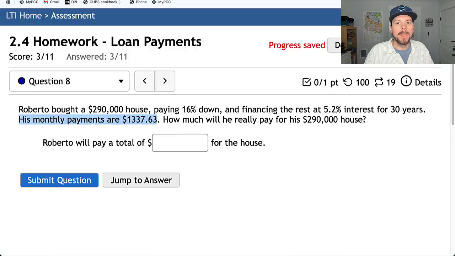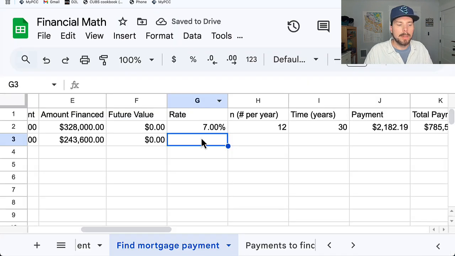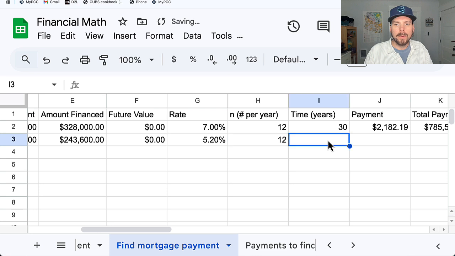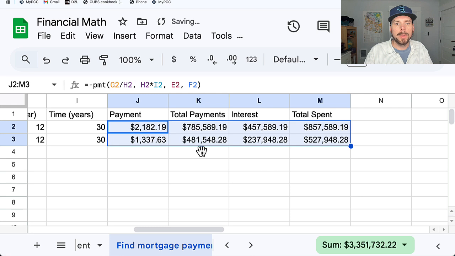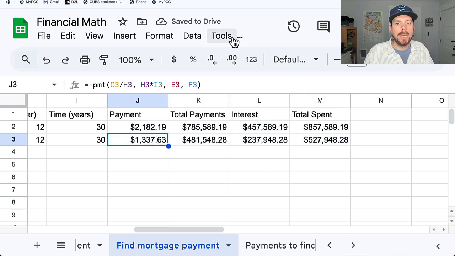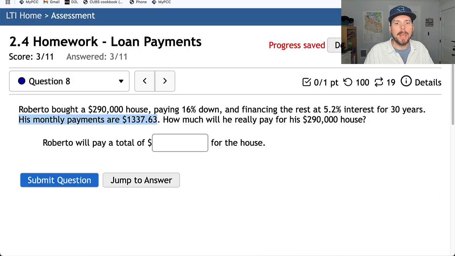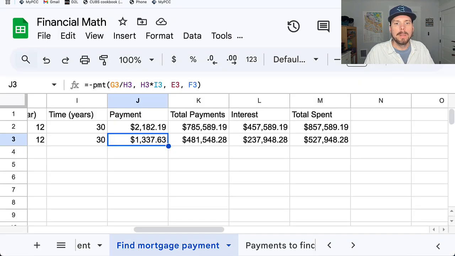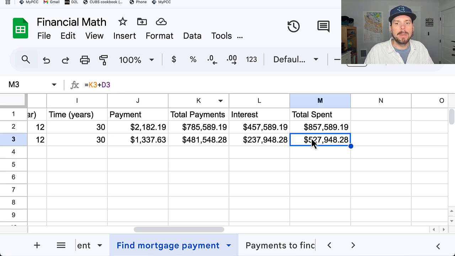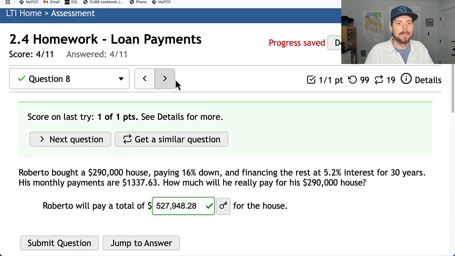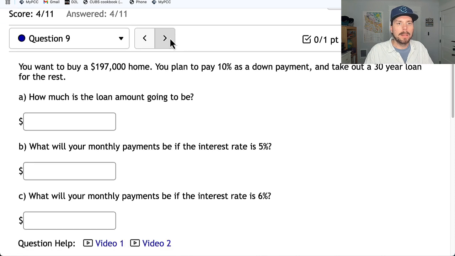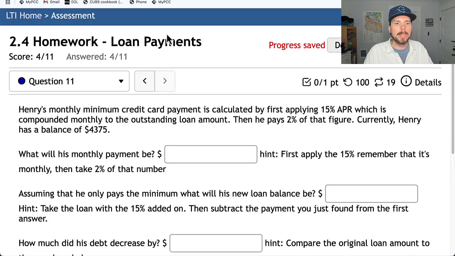So 0. I've got a rate of 5.2%. 12 and 30. Now the last 3 I should be able to fill down. Actually, all the last 4 I should be able to fill down. There's that payment, $1,337 and 63 cents. I didn't necessarily need to do that because they gave it, but it's nice because I've already programmed in a formula to find that total amount spent, and that's what it's looking for there. Other than that, these remaining problems are pretty similar.